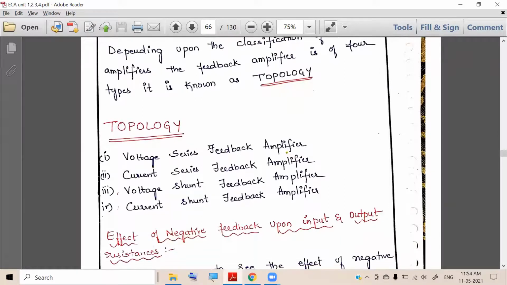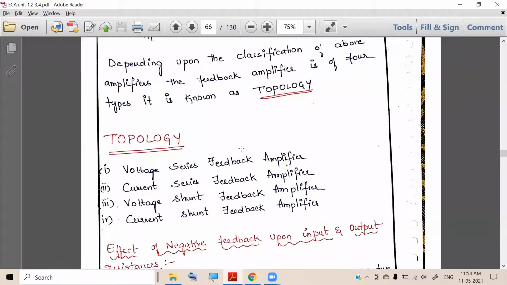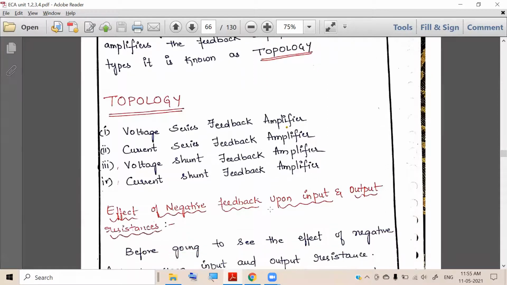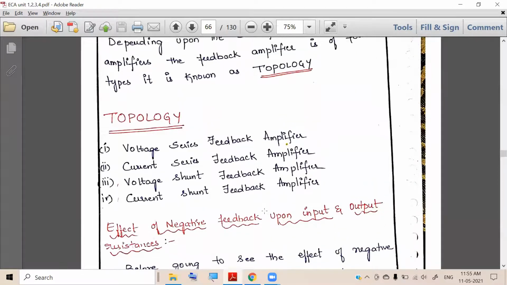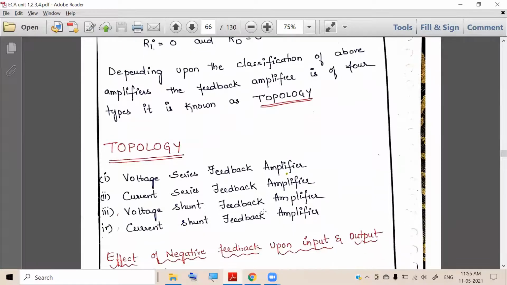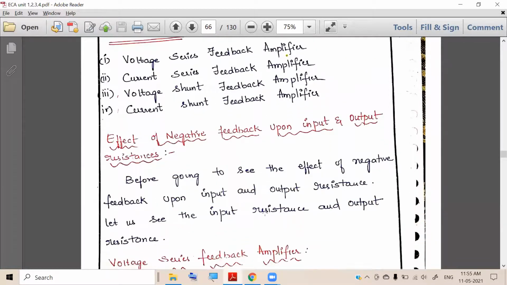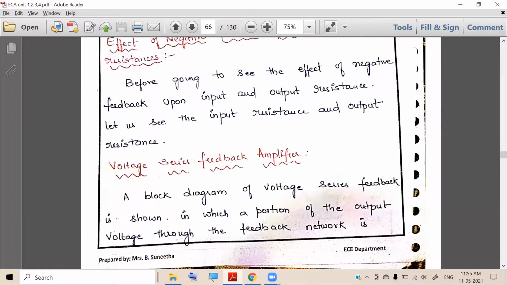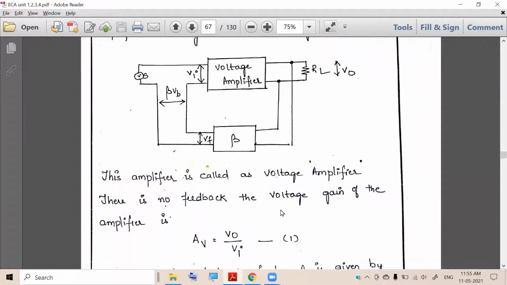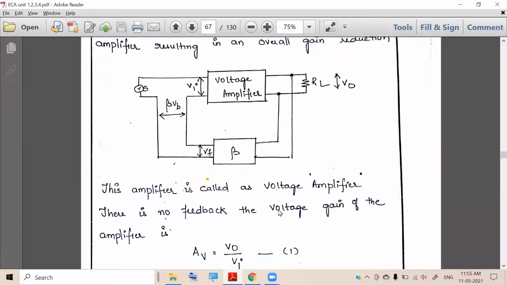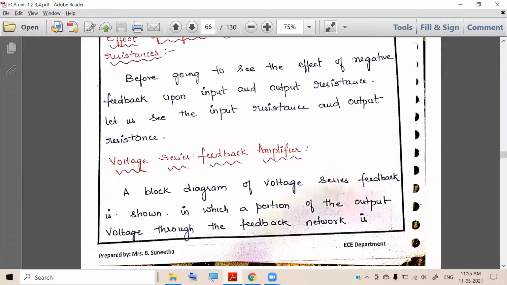There are 4 types of feedback: voltage series feedback, current series feedback, voltage shunt feedback, current shunt feedback. So first let us slowly understand what these 4 types of feedback are.